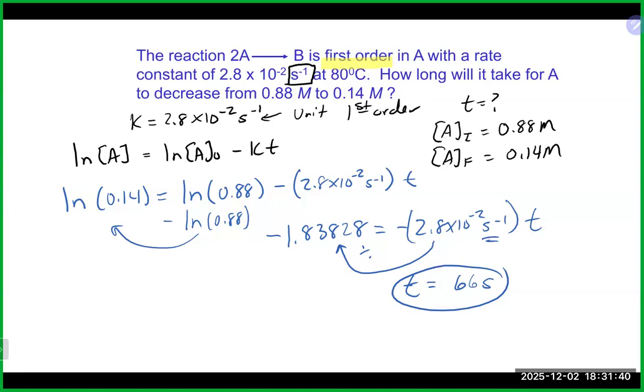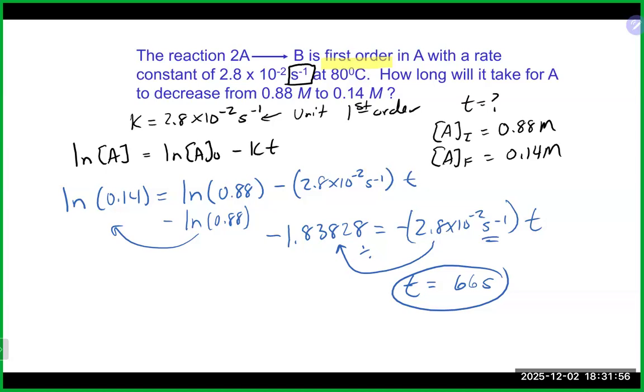So basically, this would take 66 seconds for that concentration to drop from 0.88 to 0.14, so just over a minute there, and we'll actually drop the concentration that low. Any questions on that there?